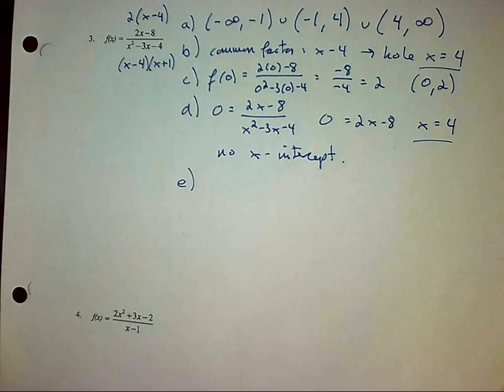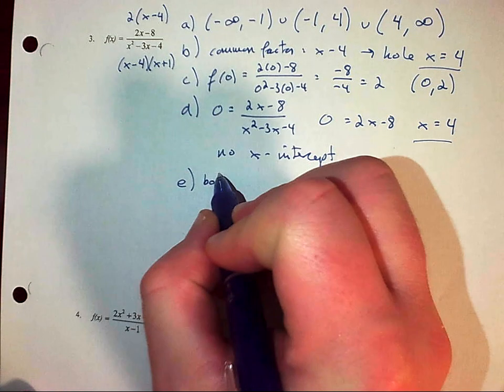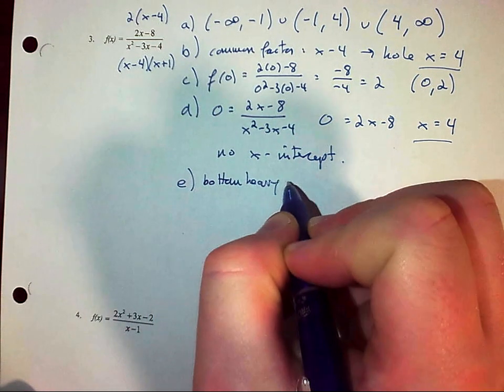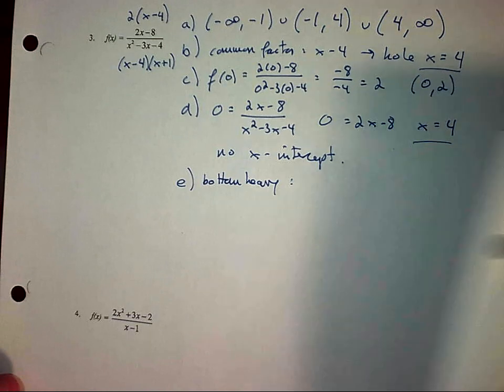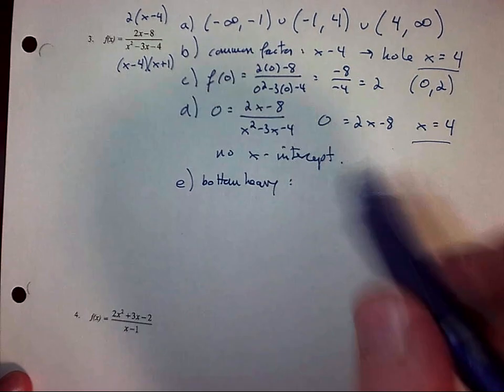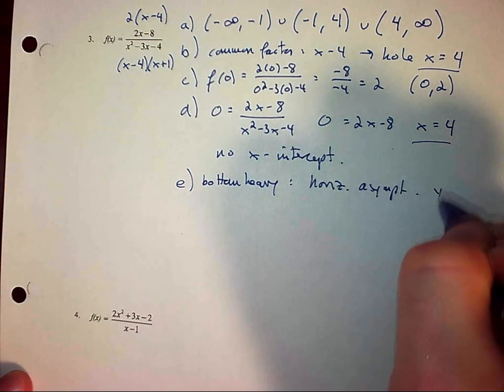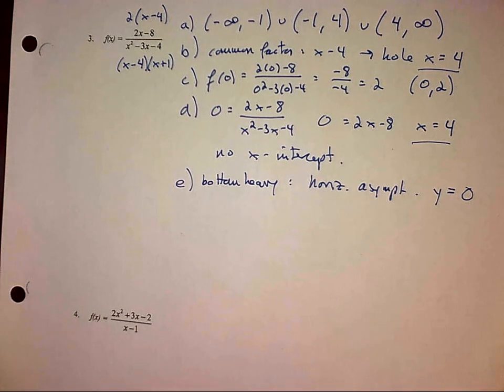Here, then E, we're looking for the vertical asymptotes, and again, we're going to see which degree of the polynomial is greater in the numerator and in the denominator. Well, here the denominator, so we're definitely bottom heavy. And if we're bottom heavy, then our horizontal asymptote is simply just y is equal to 0. All right. That's E for bottom heavy.